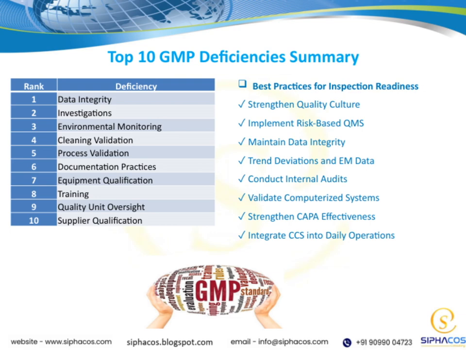The top 10 GMP deficiencies highlight where most organizations struggle, from data integrity and investigations to training and supplier qualification. Addressing these areas helps us stay inspection-ready and compliant.